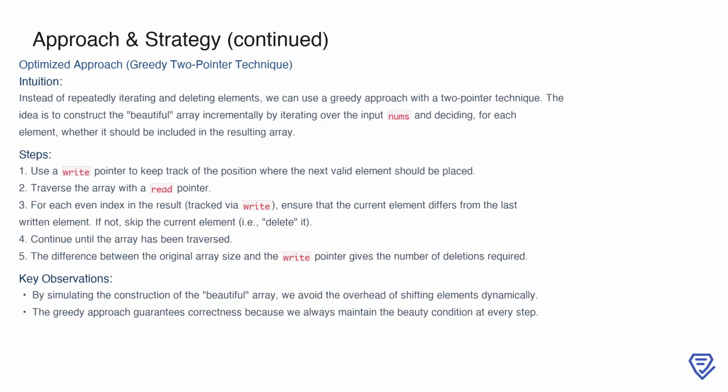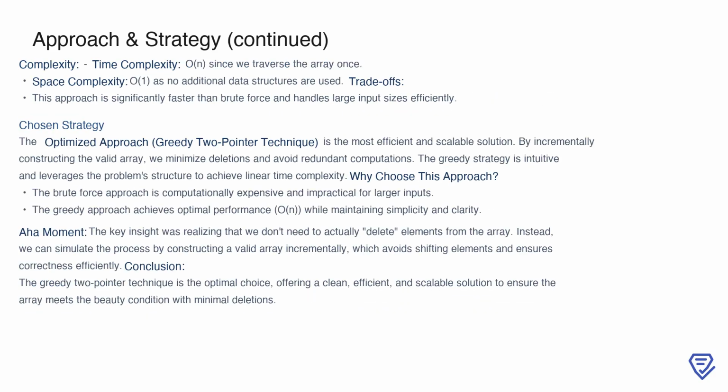maintained at every step. The optimized approach offers significant improvements in efficiency. With a time complexity of O(n), we only traverse the array once, and the space complexity remains O(1), since no additional structures are required. This makes it highly scalable for large inputs. Compared to the brute force method, the greedy two-pointer technique is faster and avoids redundant computations.